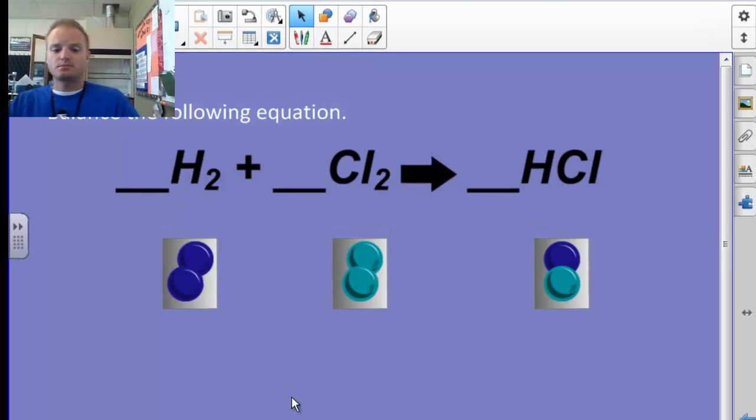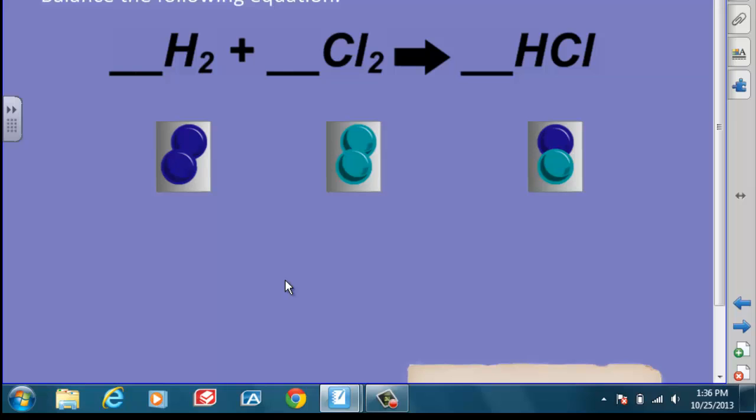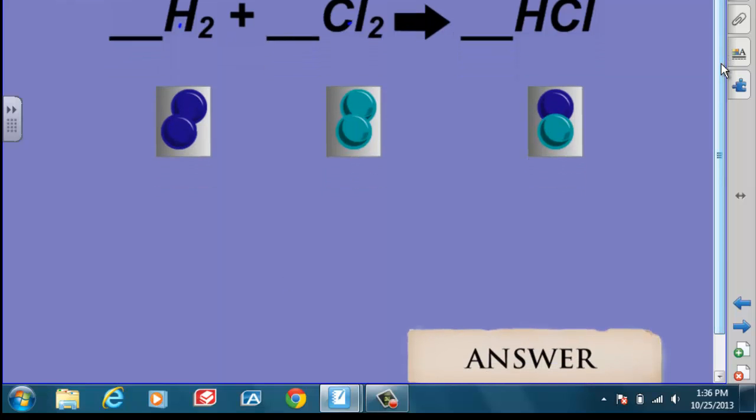So on here, for balancing equations, we have hydrogen, H2 plus Cl2, that's chlorine. And there's our arrow, there's our reaction happening, and that produces HCl, that's hydrochloric acid. And what I like to do in balancing equations, we want to count the atoms initially. So how many atoms do we have right now?